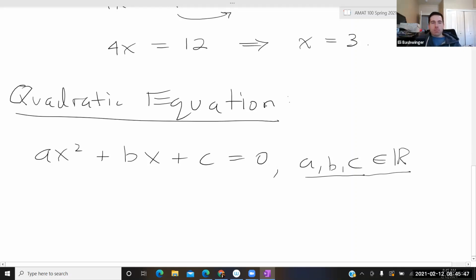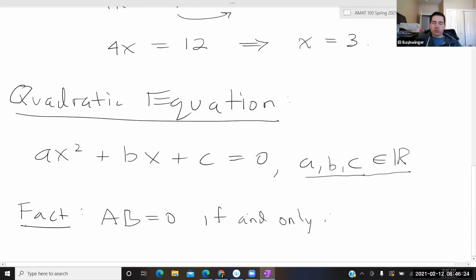Depending upon the nature of the quadratic equation, you might do one of a few things. You might be able to just factor the equation, or you might have to complete the square or use the quadratic formula. For factoring, we have to use the following fact, which is probably obvious to everyone, but I'll just point it out. If you have a product of two numbers equal to 0, that happens if and only if one of the two factors is 0.